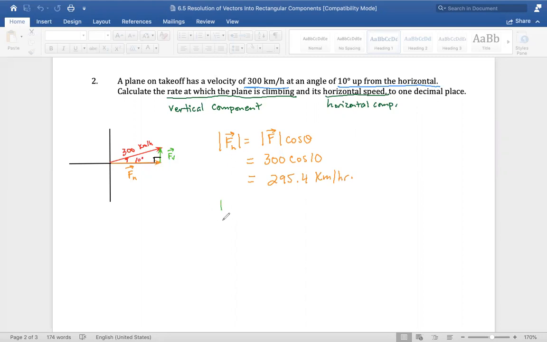And then to find the vertical component of my F vector, I would take my F vector multiplied by the sine of theta. So the magnitude of my F vector was 300 multiplied by the sine of, again, the same degree, 10 degrees. 300 sine of 10 equals 52.1 kilometers per hour. And that's it for that one.